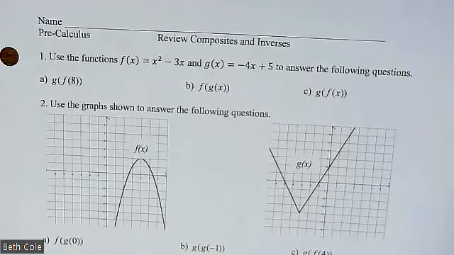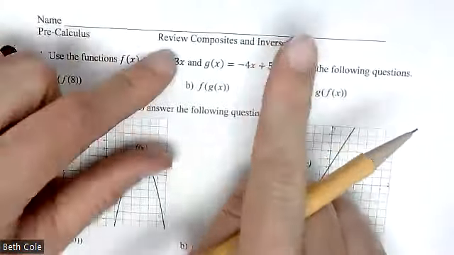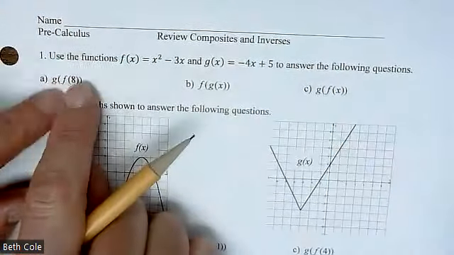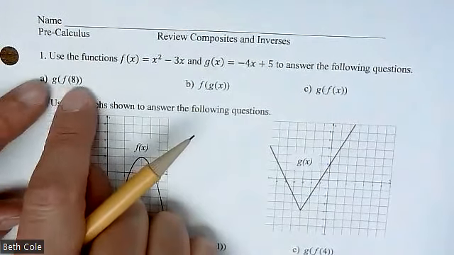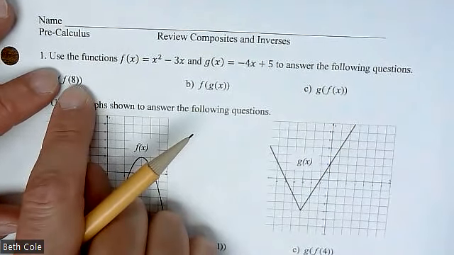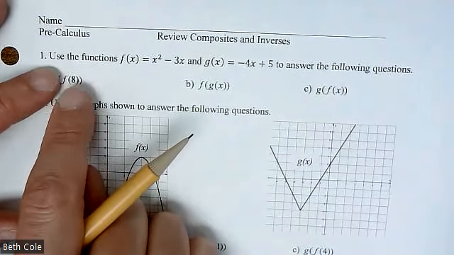All right, so here is your review for unit 5. So we're going to use for number 1, A, B, and C, these two functions here. Which function do you start with for A? You're going to do f of 8. All right, this is like your quiz 2.0. So you're going to do f of 8.